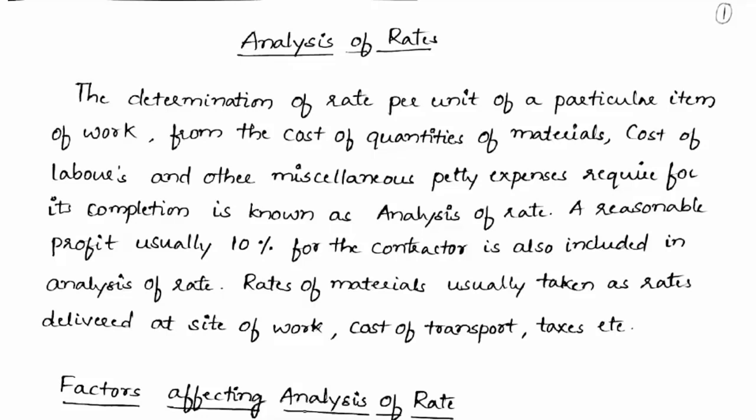Above this, for example if you want to prepare concrete, we charge 1.5 to 2% extra as water charges and 10% as contractor's profit. When we sum up all these things, we arrive at the rate of the particular item. This is how the rate analysis of any item of work is done.